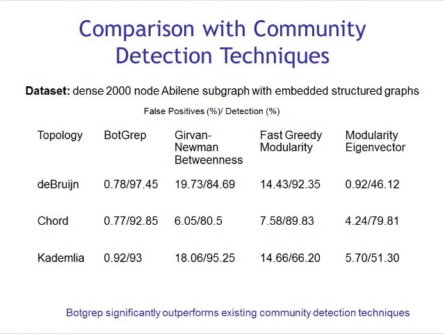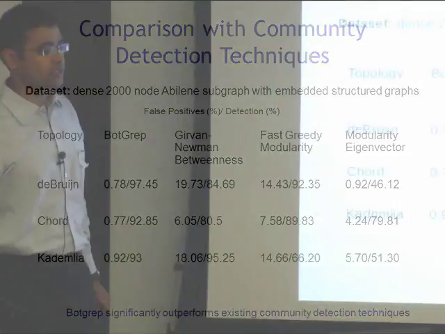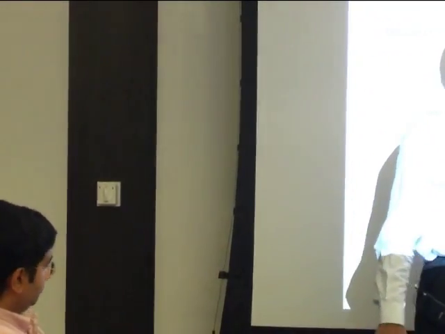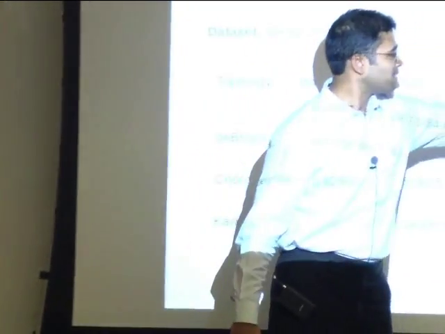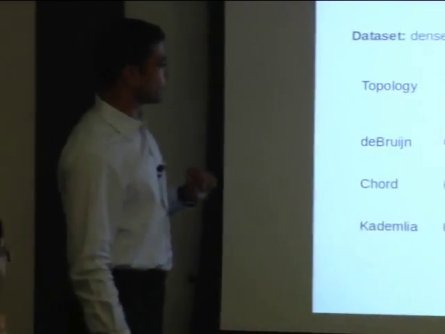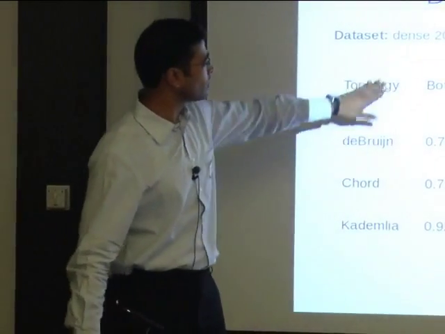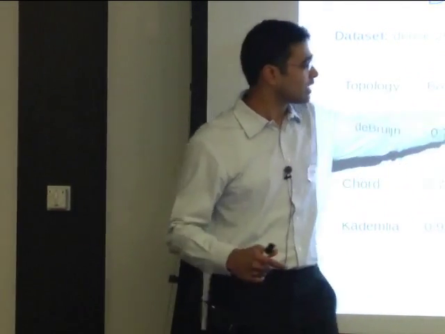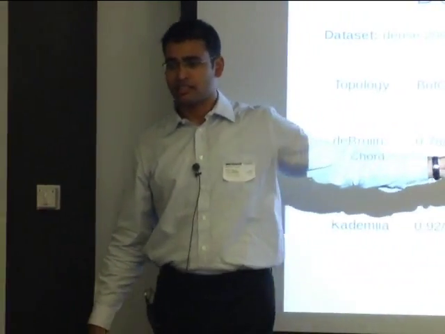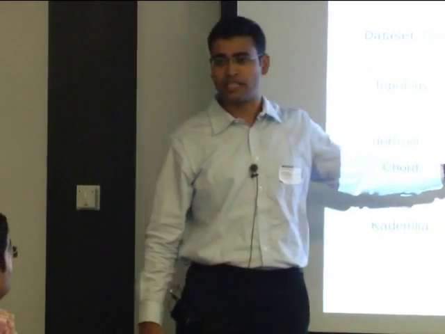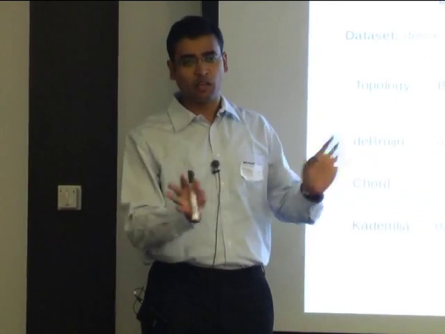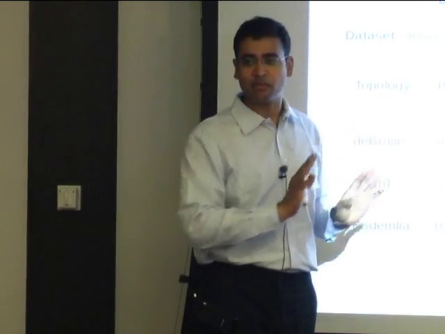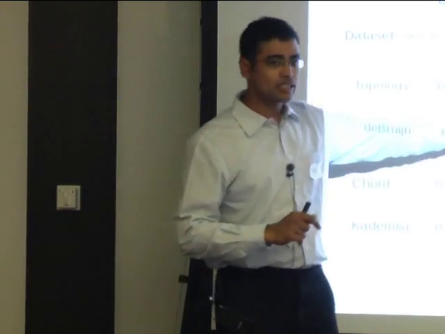We also did a comparison with community detection techniques. There are a number of them. This is our current algorithm. It's between modularity, and there's also a hybrid between modularity and random walk. For the same size, we took a dense 2000 node subgraph. The reason for taking just a 2000 node graph is that these are all non-scalable; you can't run them on graphs beyond 2000 or 5000 nodes. If you run 30 million, it's just not possible.